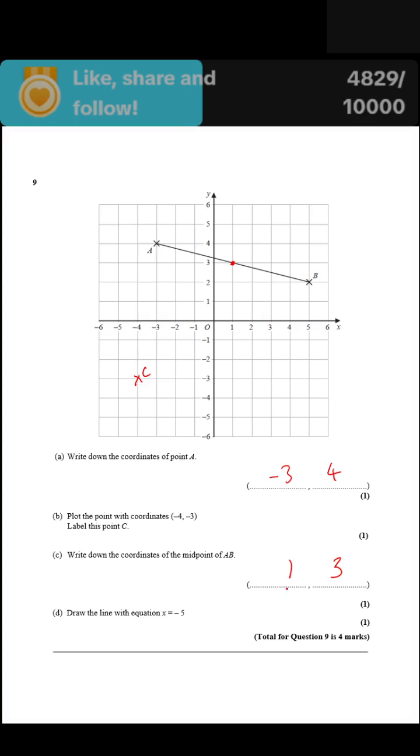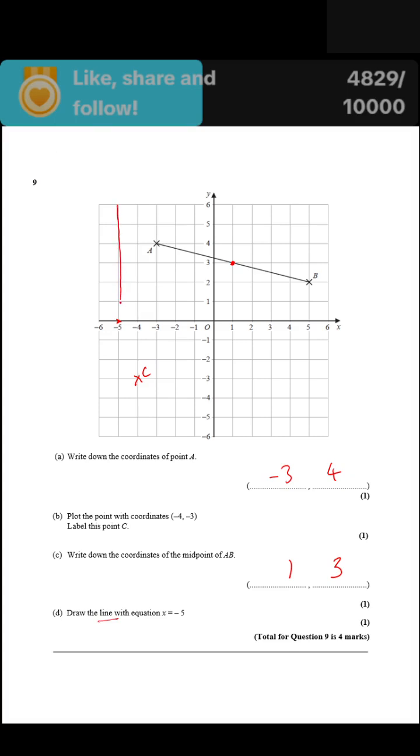Part D, draw the line of the equation x equals -5. So we find the x-axis, we find the number -5. Some people put a mark at that point and then stop. Okay, it's not a line. So it's saying draw the line. So we need a line going through that point.